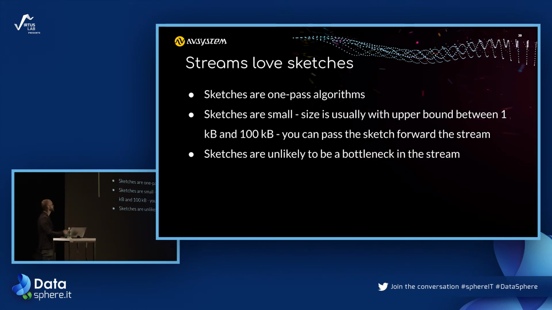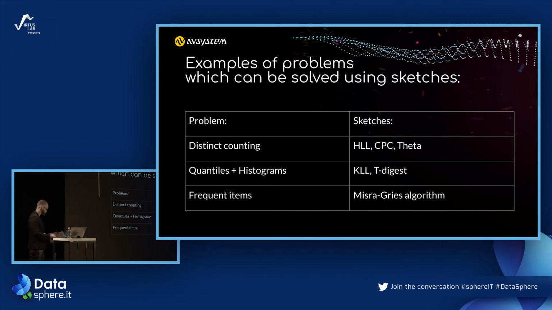And streams love sketches. Sketches are one-pass algorithms, which is usually a requirement for an efficient stream processing system. Sketches are small. Size usually has an upper bound between 1 kilobyte and 100 kilobytes, and that means that you can pass a sketch forward in the stream, and sketches are unlikely to be a bottleneck in the stream because they are fast. So now I want to present some examples of problems which can be solved using sketches.